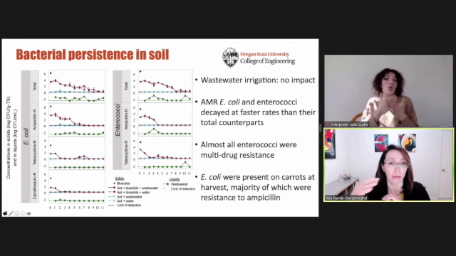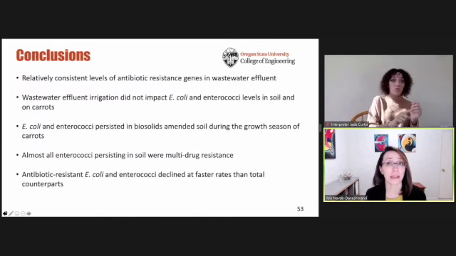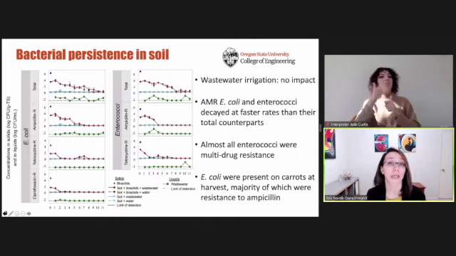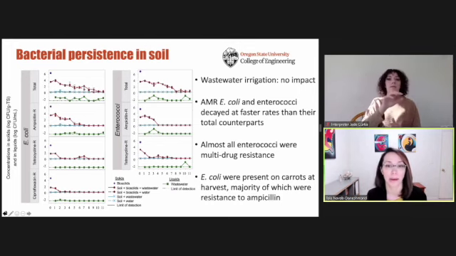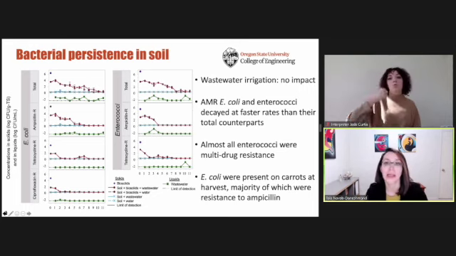So they're not persisting as long as the total counterparts. However, we did see a majority of multi-drug resistant enterococci in these soil samples. At the end of the harvest, we saw that carrots harbored E. coli, the majority of which were resistant to ampicillin. Next, please.